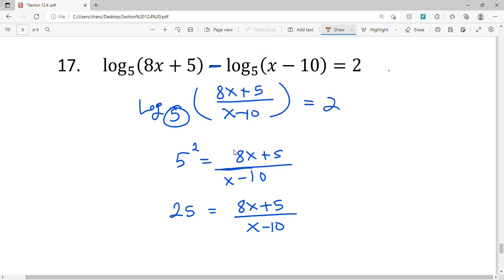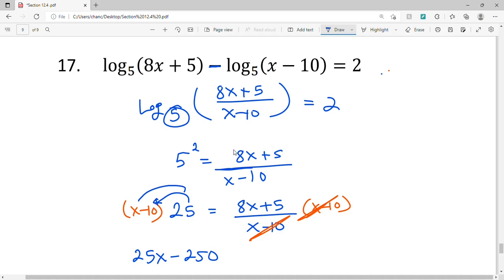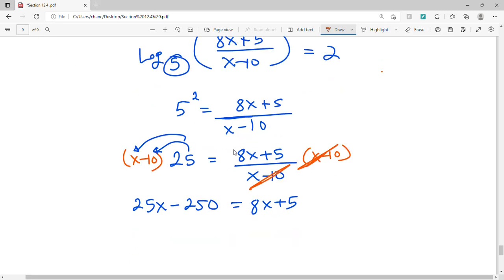Let's multiply both sides by x minus 10. And there you go. We have it becoming a little bit simpler. This is now 25x minus 250. I got that from distribution. And on the right we have 8x plus 5. We'll subtract 8x to both sides. And then we'll also add 250 to both sides.